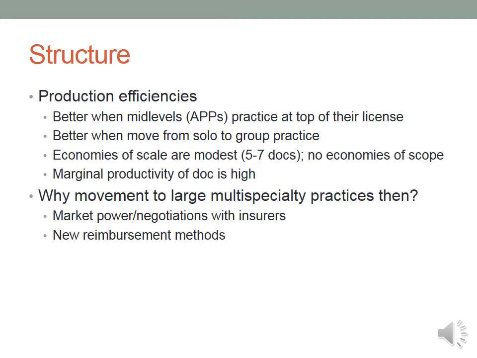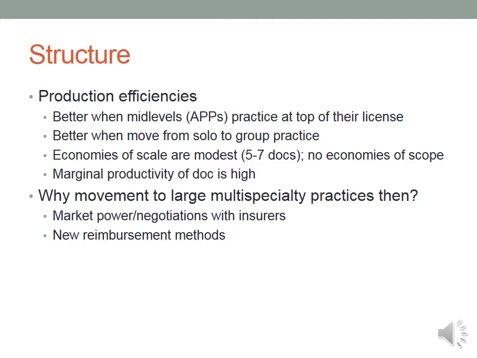But with these production efficiencies and what I've just described here with modest economies of scale and no economies of scope, why are we seeing really large multi-specialty practices emerge then if the cost structure is not incenting that? Well, it's really because of other things going on, not cost efficiencies, but because of the negotiations with insurers and market power needed to negotiate with that very consolidated insurance company. So that's one thing going on. Also, these new reimbursement methods that we've talked about, pay for performance, shared savings and bundled payment, you have to have a large group.